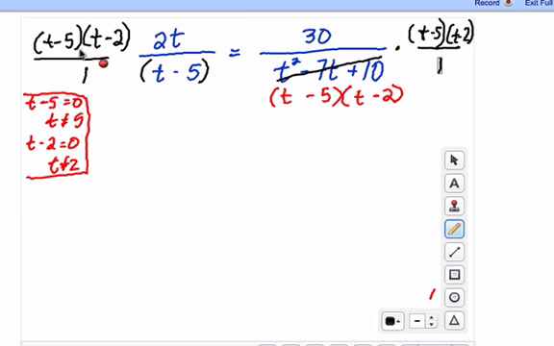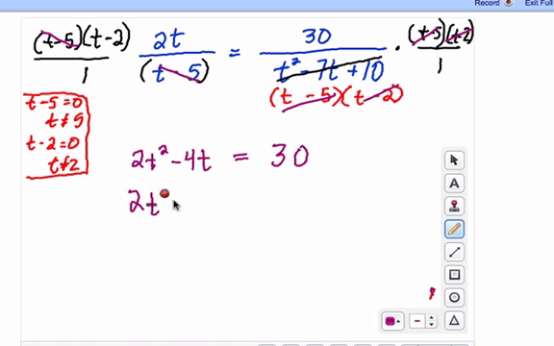Now we're going to simplify. We can cancel out the t minus 5s over here, and it's going to leave you with 2t times t minus 2. We can go ahead and distribute that through, and you're going to get 2t squared minus 4t. And that's going to equal, over here, we can cancel out the t minus 5 and the t minus 2, and that leaves you with 30. Much nicer, right?